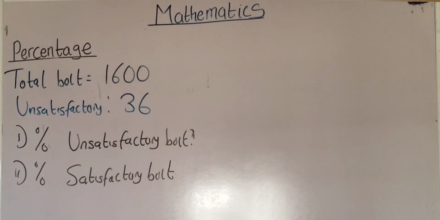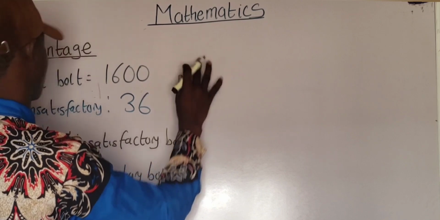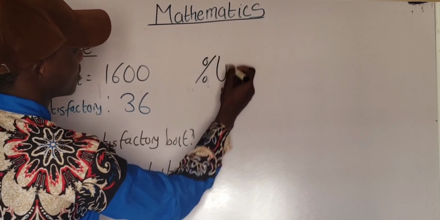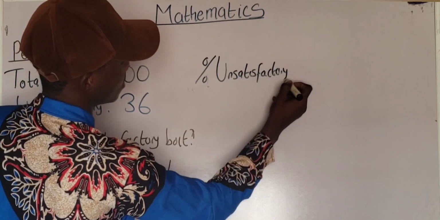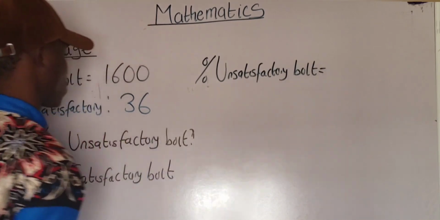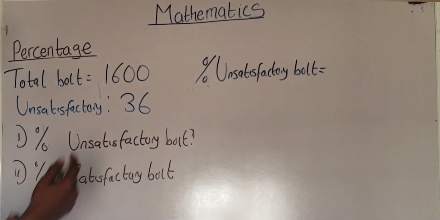Now, I want you to pay attention. We are given that the total number of votes is 1,600. That's the number of votes that is manufactured, and 36 of these is not satisfactory. The first question says determine the percentage of unsatisfactory votes. Percentage of unsatisfactory votes will be equal to, don't forget we have done an example of this question in our first class.